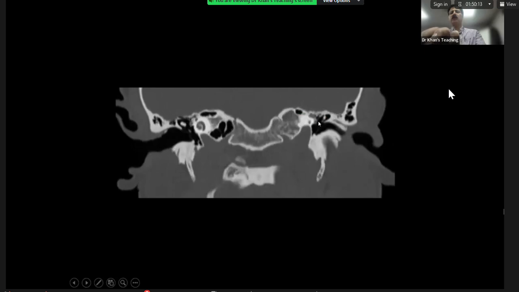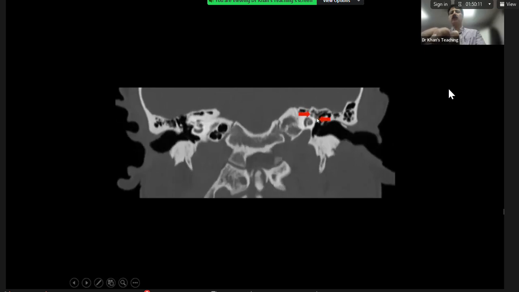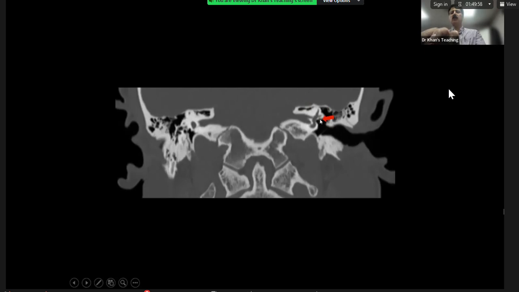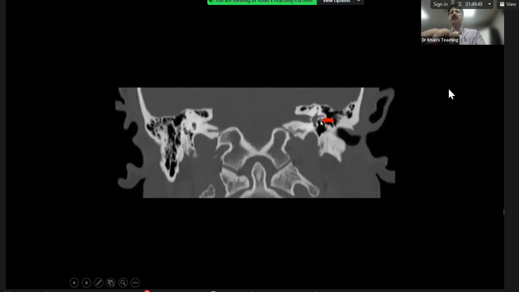Why? Because this is the geniculate ganglion. And from the geniculate ganglion, I am going backwards once again, and you can see the two dots. This is the tympanic portion of the facial nerve. It will pass below the lateral semicircular canal. And here it is. You can see that this is the lateral semicircular canal, and this is the facial nerve.